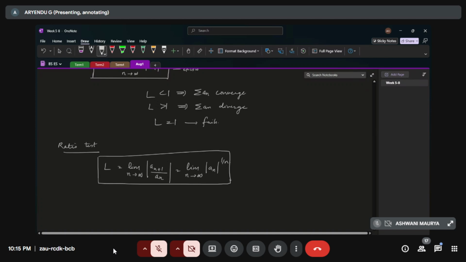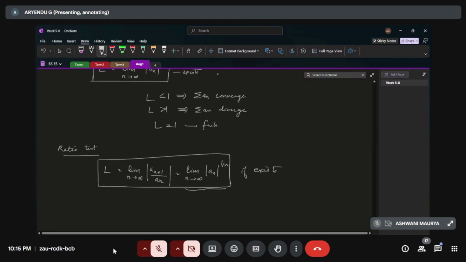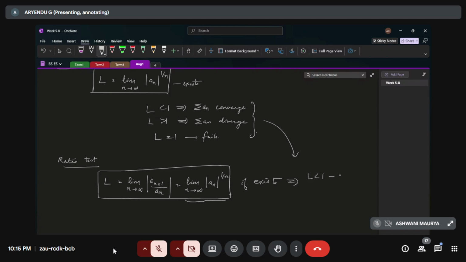This part is very similar to the root test. These two will be equal as per the ratio test, and if such a value exists, then again the same criteria applies. You just have to remember this criteria. If L is less than 1, it will converge. If L is greater than 1, it will diverge. And if L is equal to 1, it will fail. Same criteria we have here.